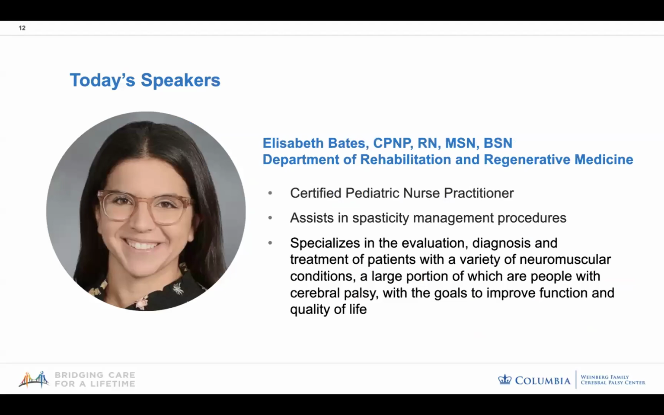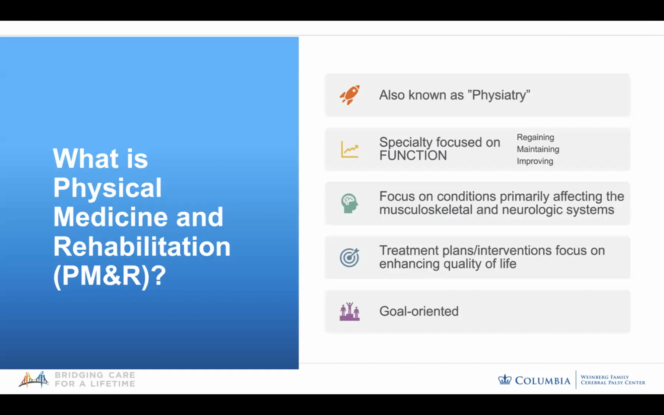Yes. All right, so our next speaker is Elizabeth Bates, and Elizabeth Bates is a nurse practitioner within the Department of Rehabilitation and Regenerative Medicine. The other name for this department is also physiatry. And Elizabeth has expertise in the management of spasticity and multiple ways of managing spasticity. She works very closely with Dr. Hannah Azizi, who is another member of the Weinberg Family CP Center. And we're going to hear from Elizabeth today and what her role is in the care of people with cerebral palsy. Awesome. Thank you. Hi, everyone.